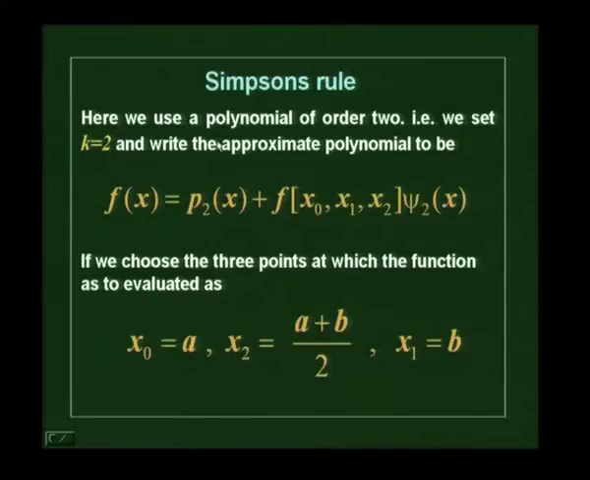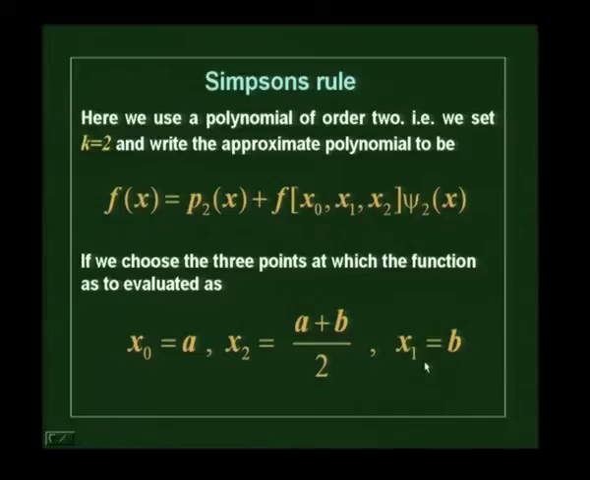So again, we will now write the function. You can see that the method is the same. It's just that we go to a higher order polynomial, and we have to tabulate the function at more points. So we say f(x) is P2(x) plus f[x0, x1, x2] psi2(x). So now this will be an order 3 polynomial in the error term, and an order 2 polynomial here. So we need to now tabulate the function at 3 different values. And in Simpson's rule, we choose those points to be a, (a + b)/2, and b.